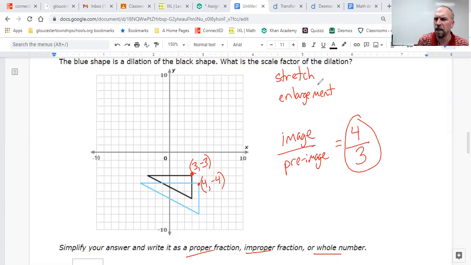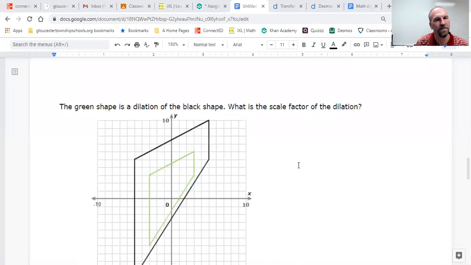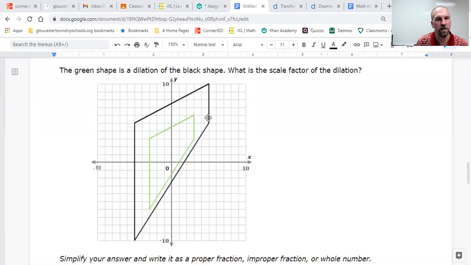4/3, an enlargement? Let me think. 4/3 is greater than 1. So yes, that's an enlargement. And my last one. Guess what it's going to be? It's going to be a reduction. Going from the black shape to the green shape is a reduction. And I'm going to pick a point and say, what are my coordinates? So this is a reduction, or a shrink, which means that my scale factor should be less than 1. I better get a fraction that's less than 1.